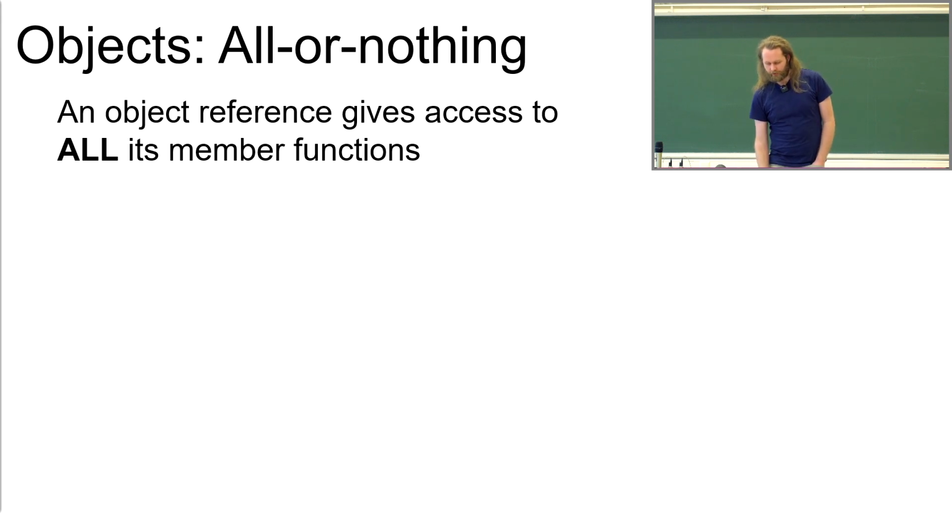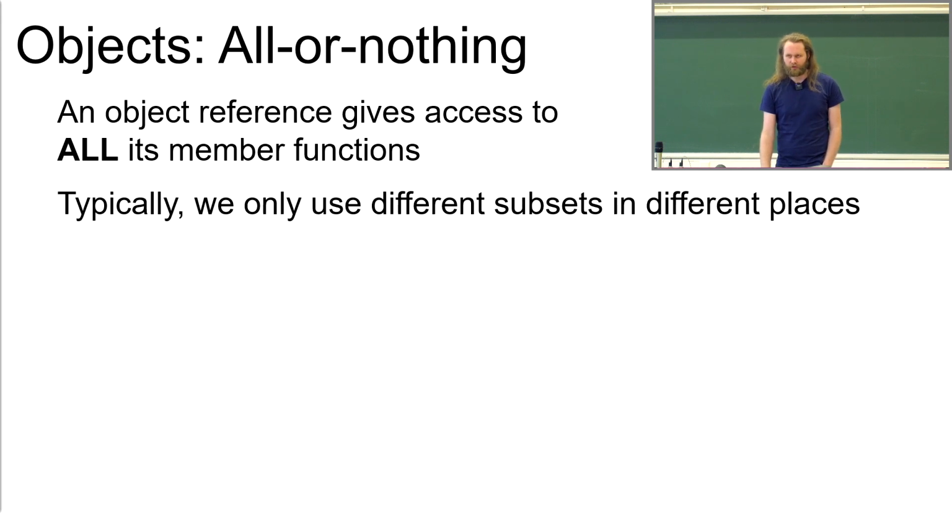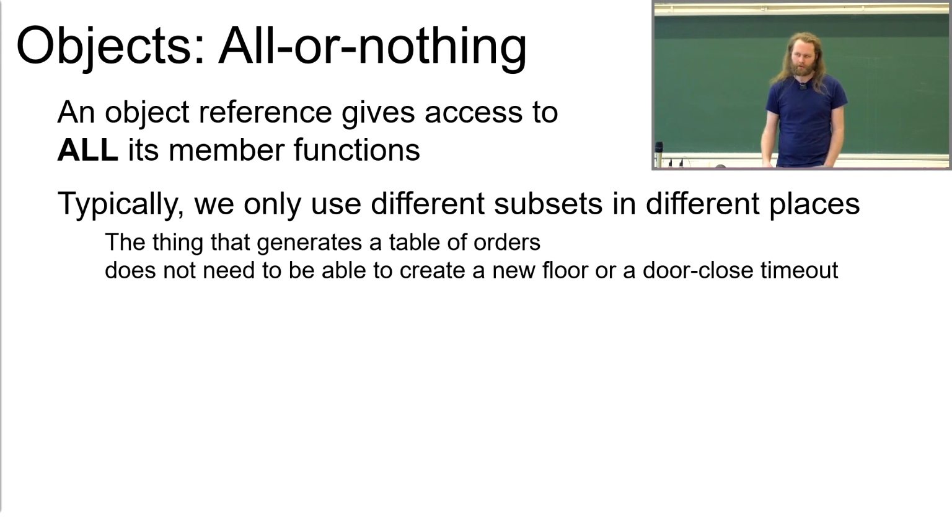If you have a reference to an object, you have access to all of its member functions. Now, typically, you don't need access to all of the member functions. You only need access to 1 or 2. Typically, you would use different subsets in different places. So, for example, on the elevator, the thing that generates a table of orders so that the state machine can execute that table of orders, it doesn't actually need to be able to send it a new floor or send it a door close timeout.